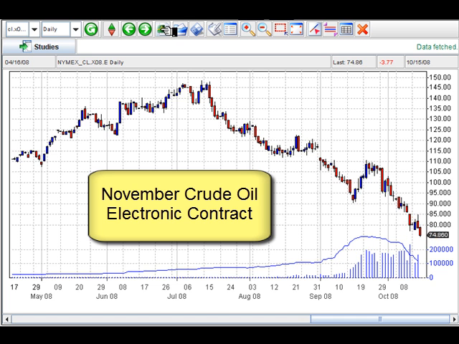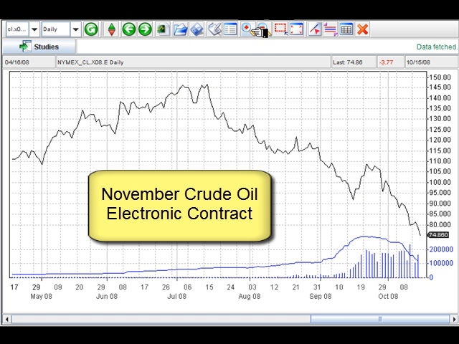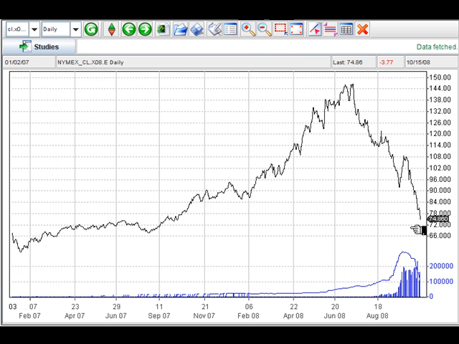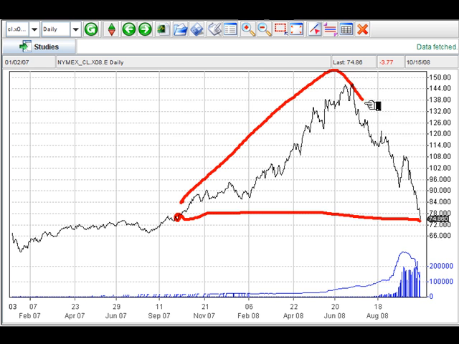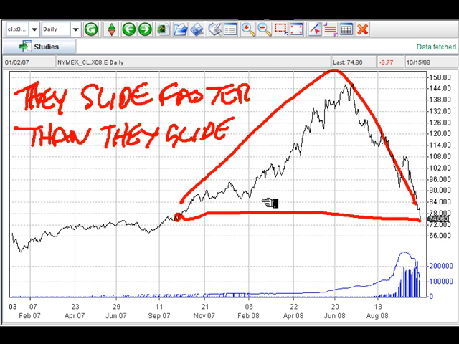I'm just going to take this off here and change this to a line chart and scope it out so we see everything. So we have to go all the way back, looks like September of '07, almost a year ago, to look at these prices. And look at this move up and down, and they always slide faster than they glide. So let's put that on. Okay, this is gliding and this is sliding. I think you get the picture.